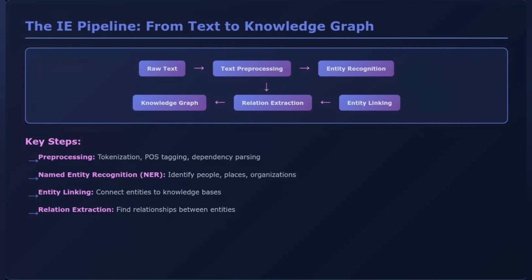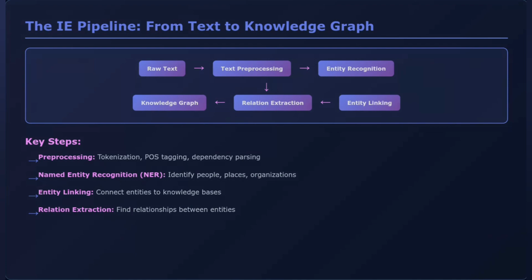Step 2, named entity recognition, or NER for short. This is where things get interesting. We identify and classify entities in the text: people, organizations, locations, dates, products, you name it. This is like giving the computer a highlighter to mark important information. Step 3, entity linking. Here we connect the entities we found to existing knowledge bases. For example, when we see Apple in text, we need to figure out, are we talking about the fruit or the tech company? Entity linking resolves this ambiguity.